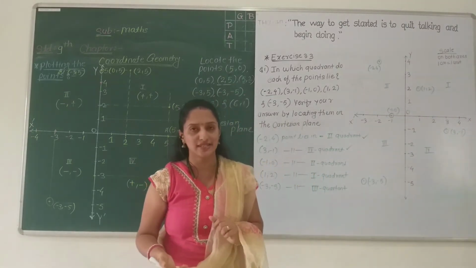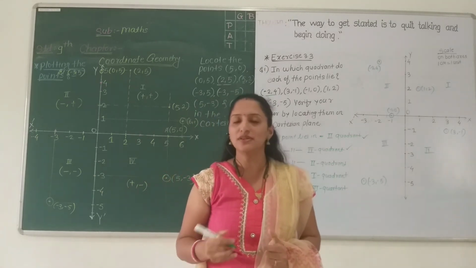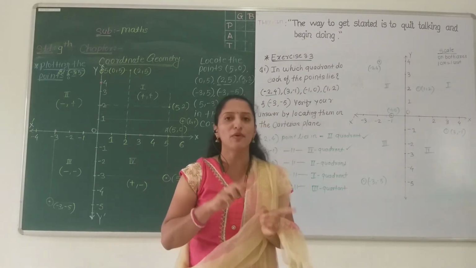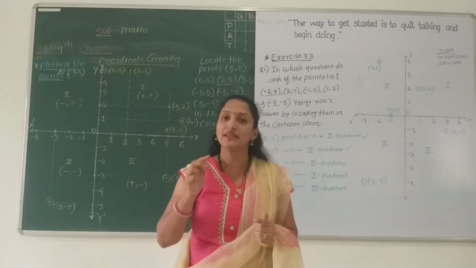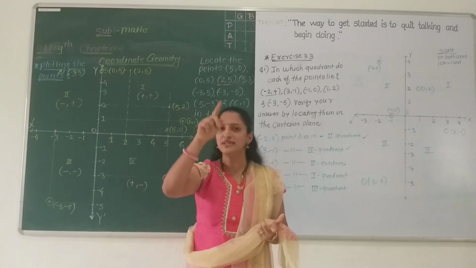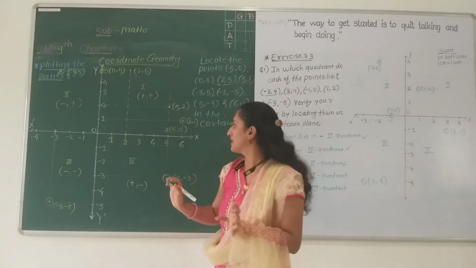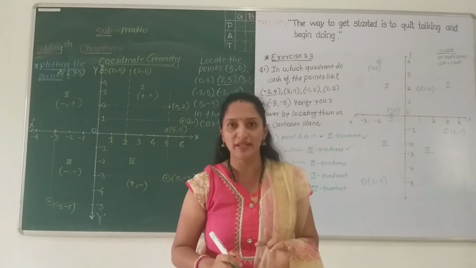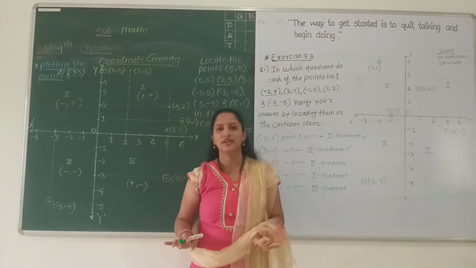So using the signs, we can easily say where the point lies on the plane. If it is positive, positive, first quadrant. Remember, positive, positive, first quadrant. Negative, positive, second quadrant. Negative, negative, third quadrant. And positive, negative, fourth quadrant. Just imagine the figure and tell which quadrant the point is located in on the plane. Understood? This is very simple and very easy.